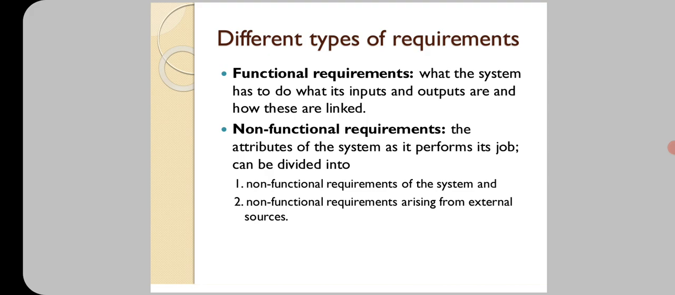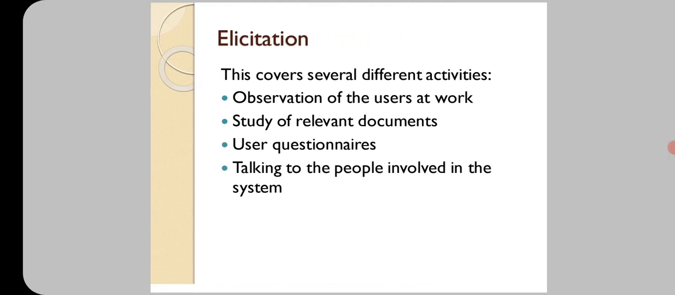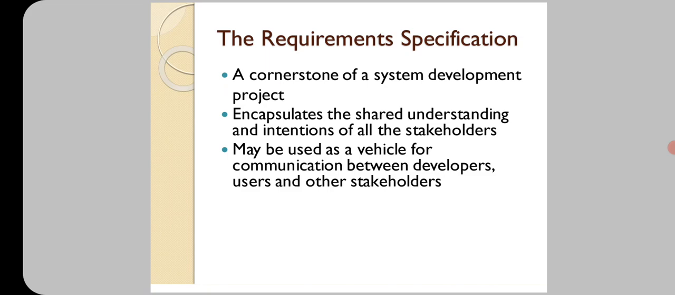Next, what are non-functional requirements? Usability, performance, reliability and security. Elicitation covers several different activities like observation of the users at work, study of the relevant documents and user requirements, user questionnaires, and talking to the people involved in the system. The requirement specification is the cornerstone of the system development project.